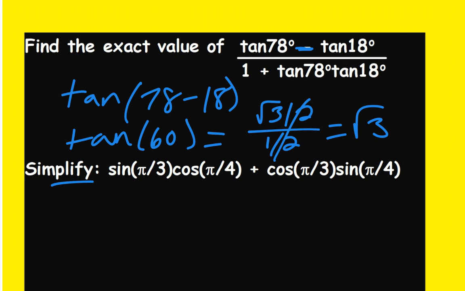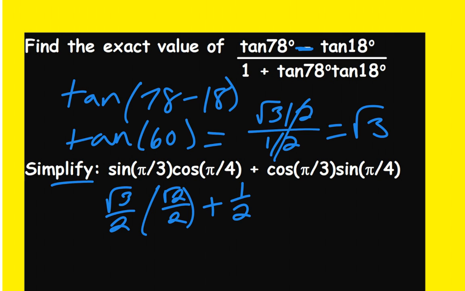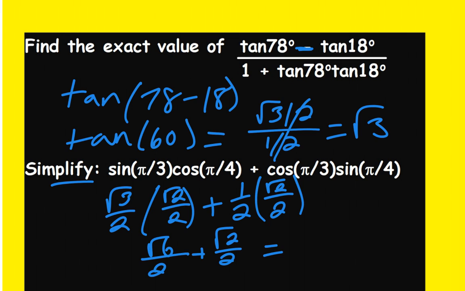And then this one's simplifying. We have all of these values, and all of that's on the unit circle, so I can just plug in the values. So the sine of pi over 3 is the square root of 3 over 2. Cosine of pi over 4 is the square root of 2 over 2. And cosine of pi over 3, a half. Sine of pi over 4, square root of 2 over 2. Just simplifying. Square root of 6 over 2 plus the square root of 2 over 2. That's not over 2. I forgot to multiply the 2's. It's over 4. So square root of 6 plus the square root of 2 over 4.